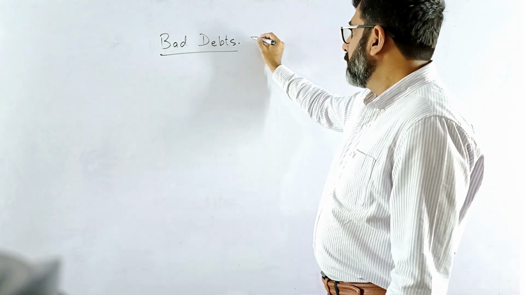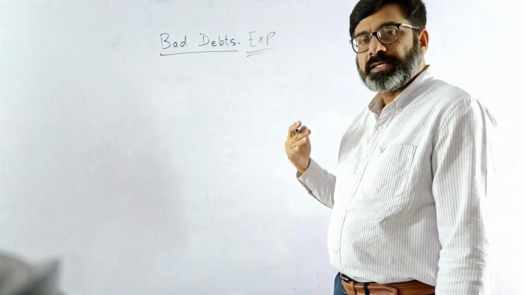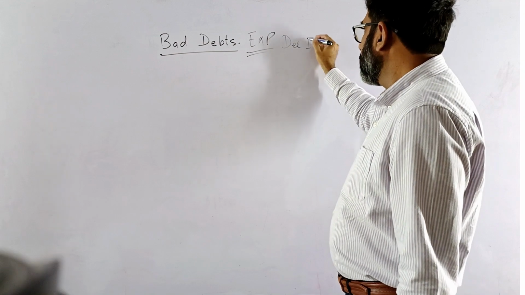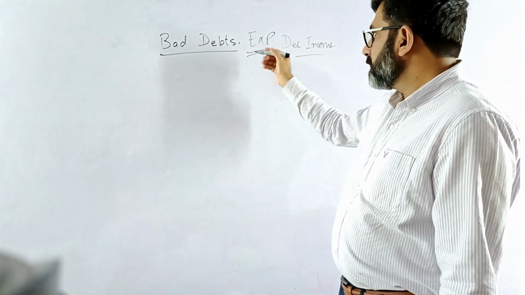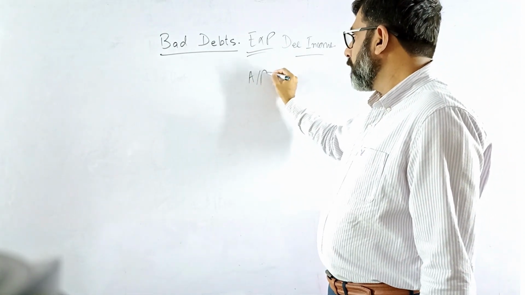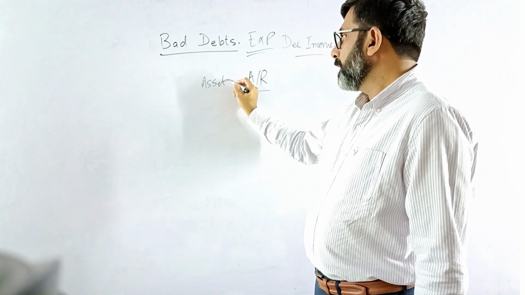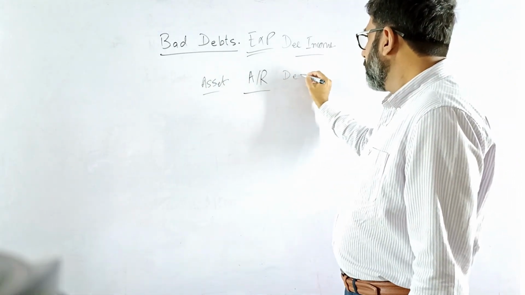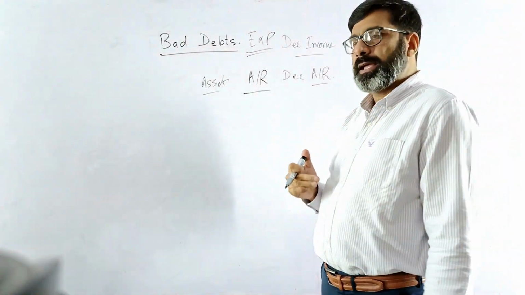So first of all, it is simply an expense, and expense means what? Expense is decreasing the income. The second effect, obviously, is on the accounts receivable, which means it has an effect on the assets of the company. So on the assets of the company, what is the effect? Obviously, it is again decreasing the accounts receivable, or what we say the debtors of the company.